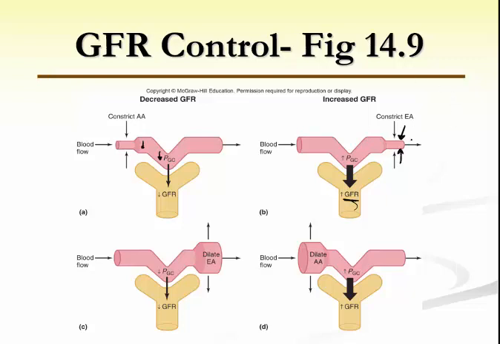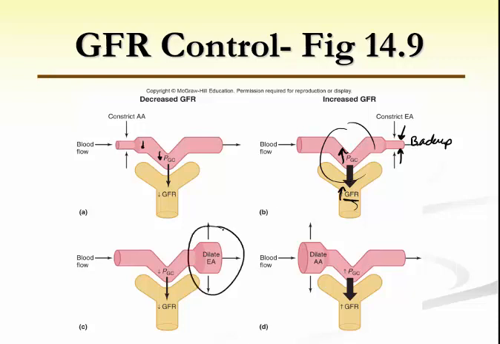Okay, so we get a backup of substances in the glomerulus, which increases its rate. More water in the water balloon, more pressure on the walls of the vessel. And if we increase the pressure, we increase the glomerular filtration rate back to normal.